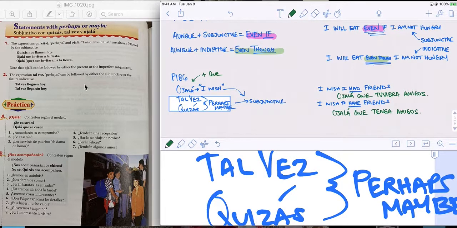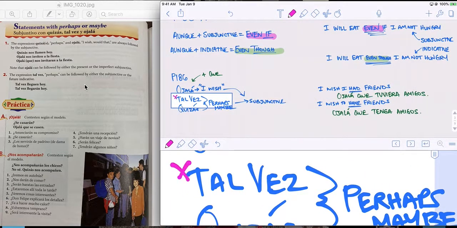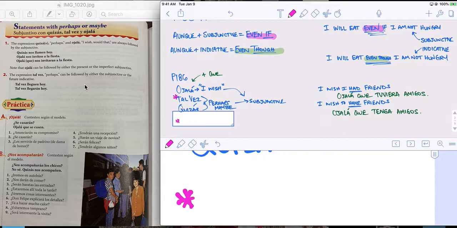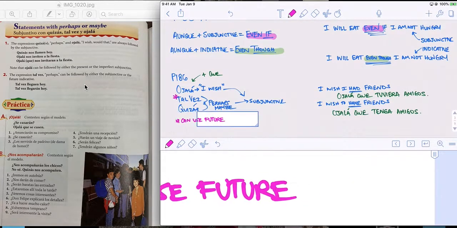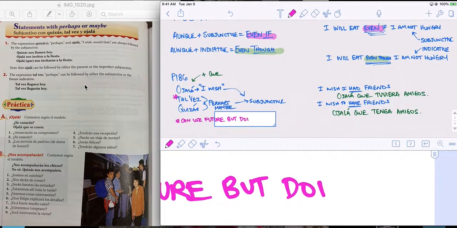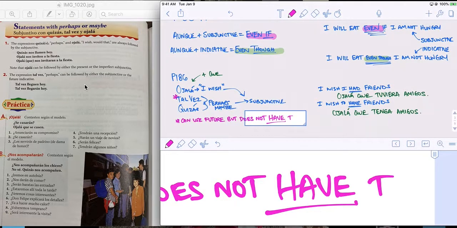One little side note that we got to add, because there's always an exception, is that tal vez can also use the future, if it's talking about something that perhaps is the case. However, it does not have to use the future. So, when in doubt, use the subjunctive with any of these three terms. Because even though tal vez can use the future, it does not have to.